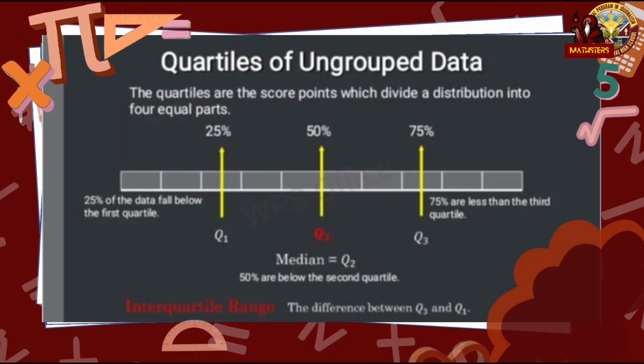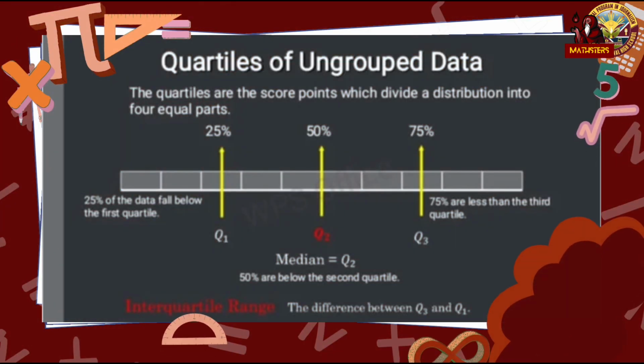Let's explore the quartiles of ungrouped data. Quartiles are the values that divide a dataset into 4 equal parts. From the figure, we can observe that 25% of the data falls below the first quartile, 50% falls below the second quartile, also known as the median, and 75% falls below the third quartile.